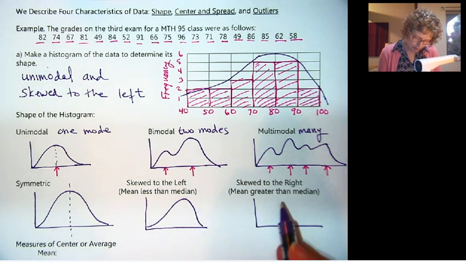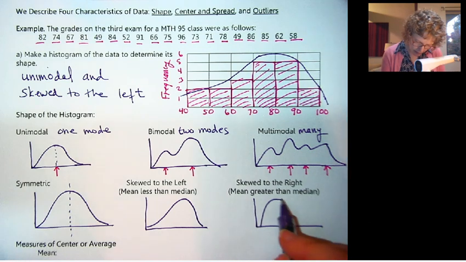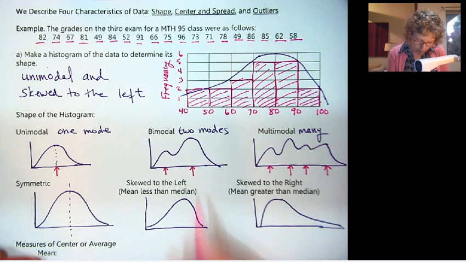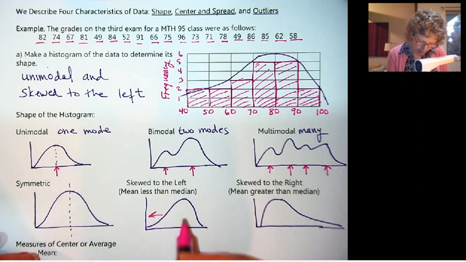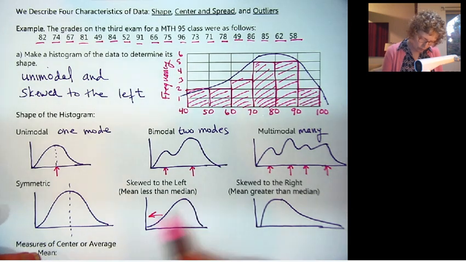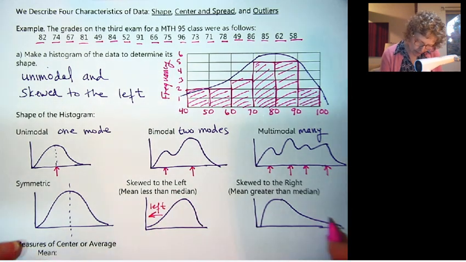This one is going to be skewed to the right, so I'm going to put more of the data here, and then I'm going to really skew it out to the right. So you see where the longer tail is? That's the direction that we say it's skewed to. So skewed to the left, you could think of it as a points left, and this is skewed to the right.